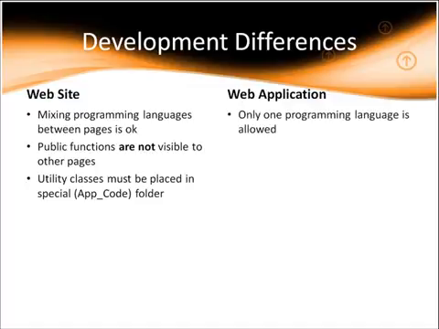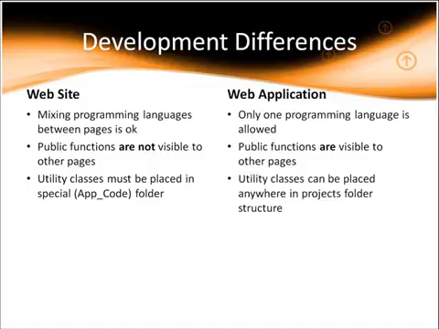In a web application, you choose your language when you start your project, just like a Windows or console application. When you begin the project, you choose which language you want, and you can only allow one programming language for the entire application. Public functions are visible to other pages because the entire site or application gets compiled into one DLL. Therefore, they're all visible to each other. So if you've got some public functions in one page that you want to call from another page, you can do that.